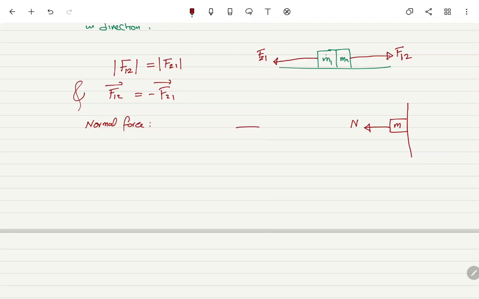If we have a horizontal surface and an object with mass M, the normal force is directed this way. If we have an inclined surface like this one with mass M, the normal force is normal to the surface, like this one. And if we have an object in contact with a ceiling, with mass M, the normal force is directed this way.